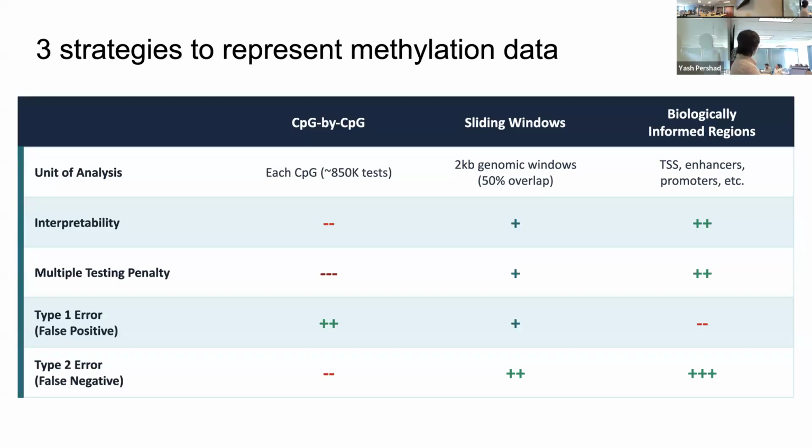You'll not be at risk of false positives as much because you're going to correct for multiple testing. But because of the number of tests you're doing, you may miss out on associations.